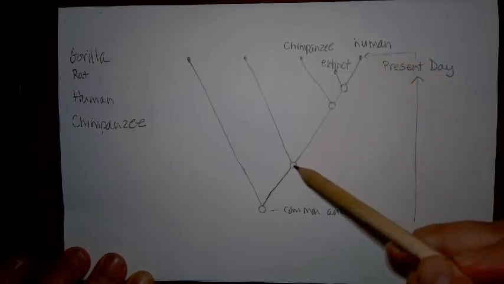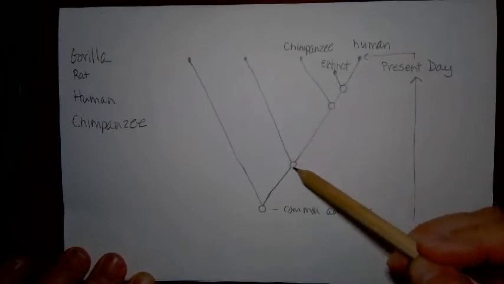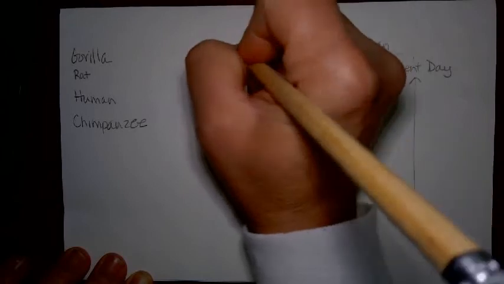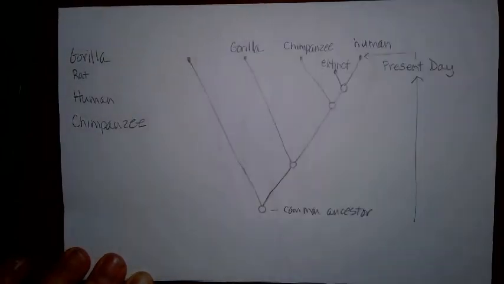Now, if we go back a little bit further in time, we also share a common ancestor with the rat and the gorilla. Which one do you think was more recent? Who are we more like, a rat or a gorilla? Gorilla. They are also great apes, primates. They have opposable thumbs. They use tools.